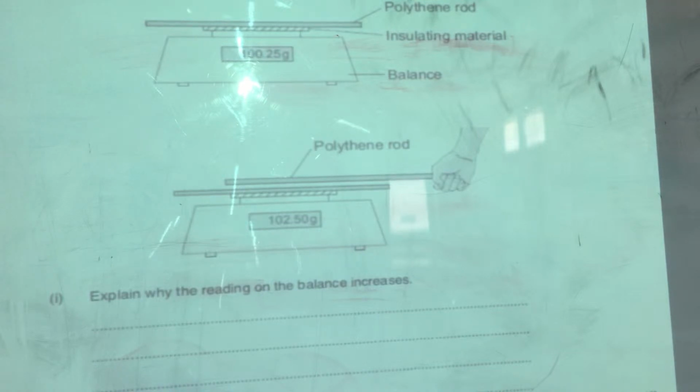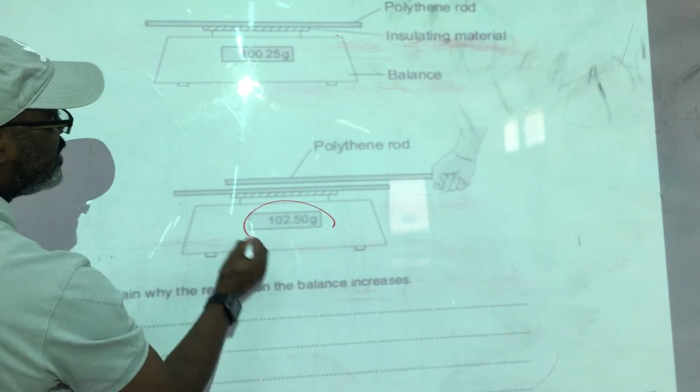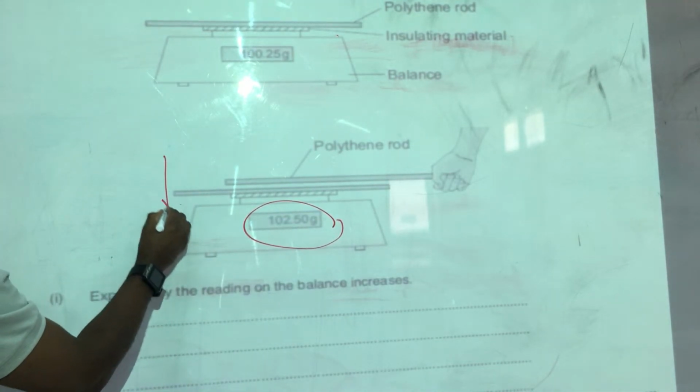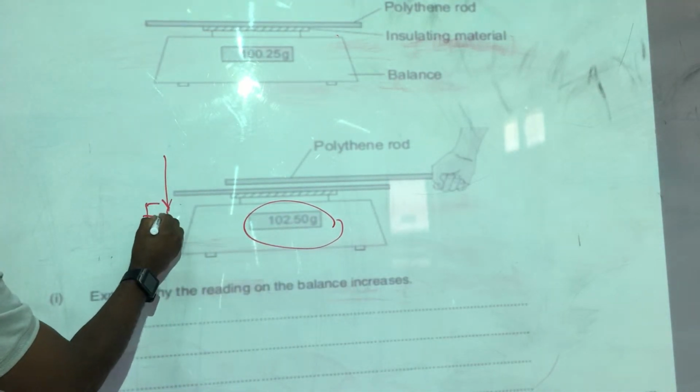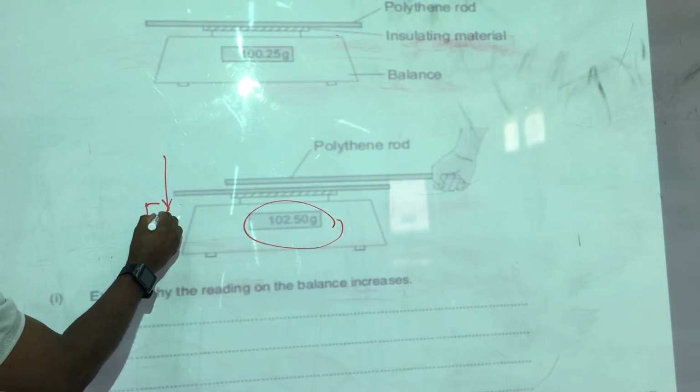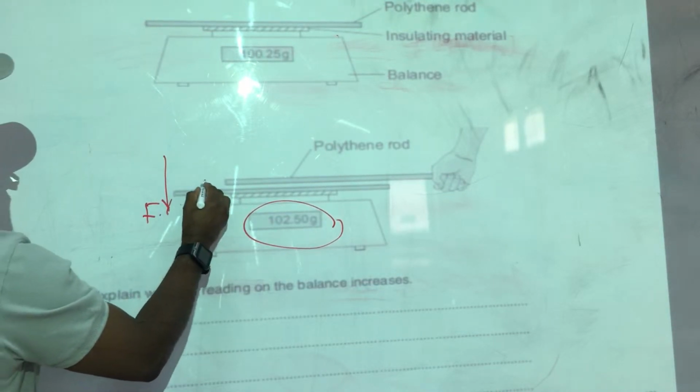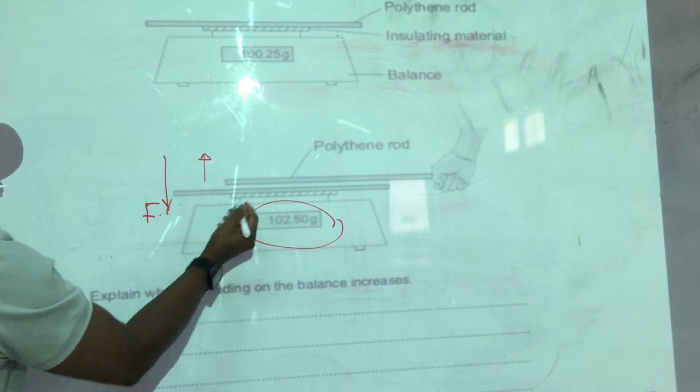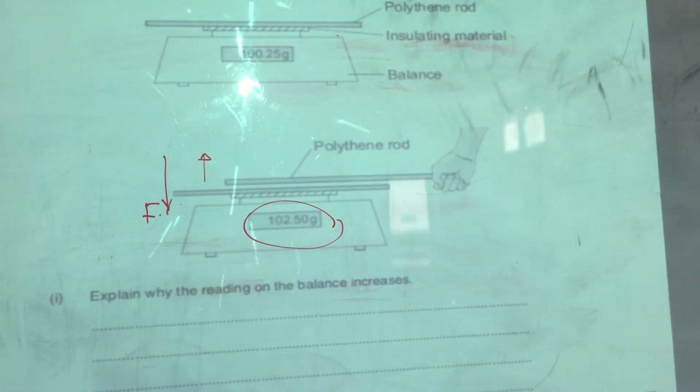The student then held the second charged polythene rod above but not touching. This is charging by induction. So the reading on the balance increased. Now, the only reason the reading will increase is if there is a force that is pushing downwards. Okay? The 2 rods must have been of the same charges.